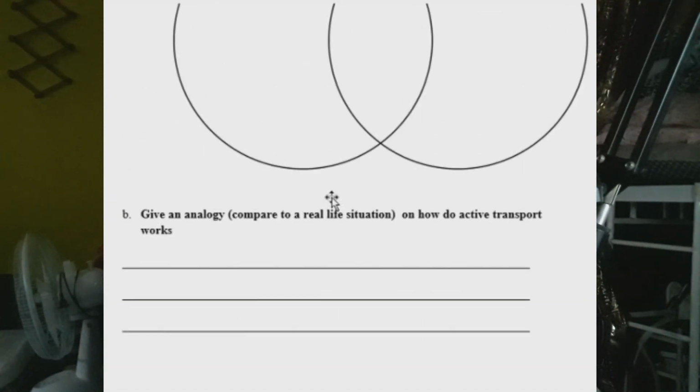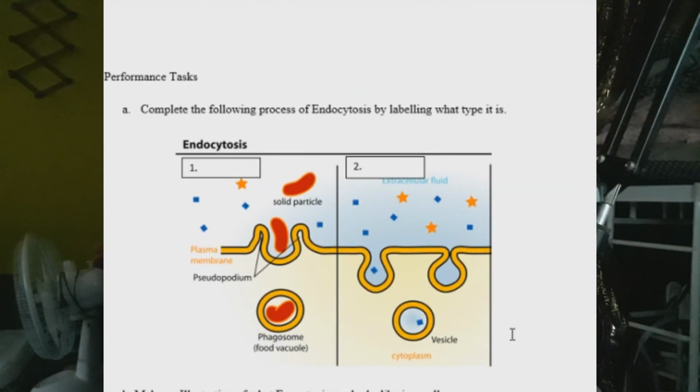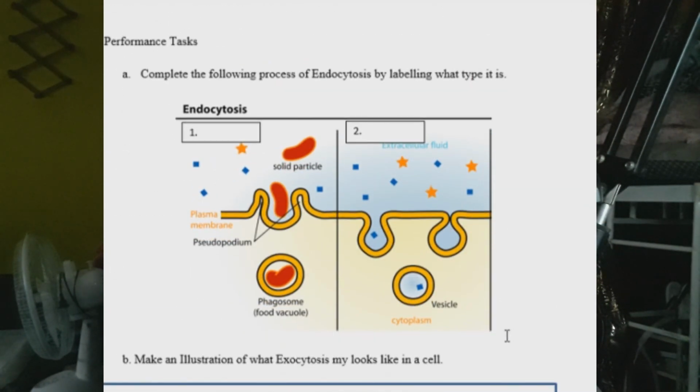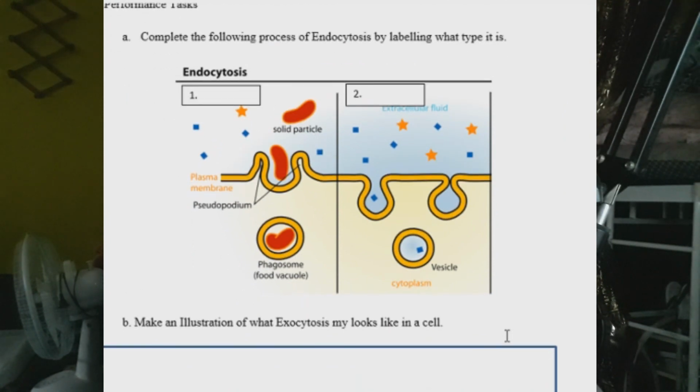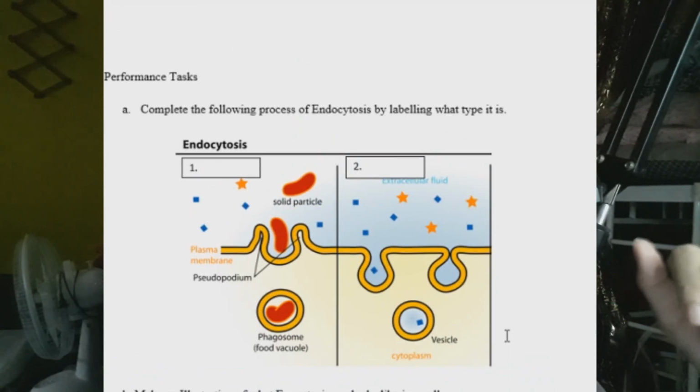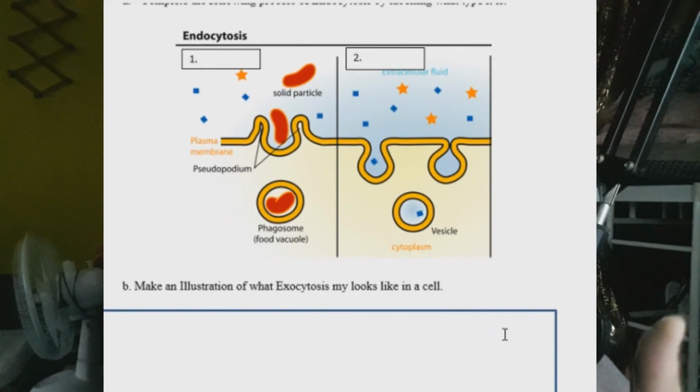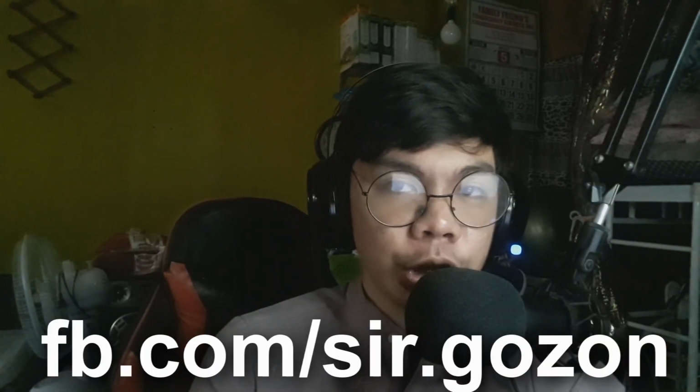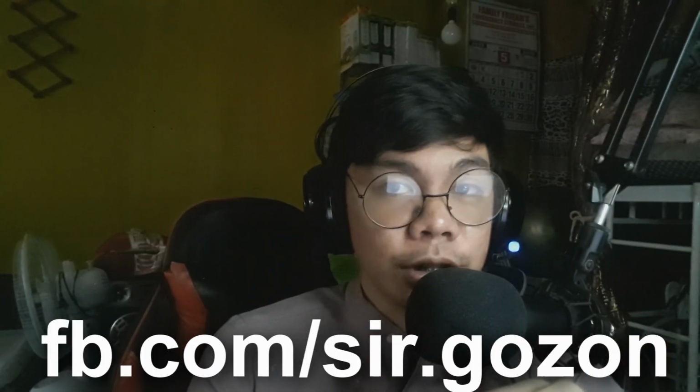Another activity is to give an analogy on how active transport works. Then, last but not the least, in your DLP, I have prepared also quizzes like labeling and doing an illustration. So you need to pass it on my FB or Messenger. So I'm gonna wait until the next lesson. Okay, you need to pass it.